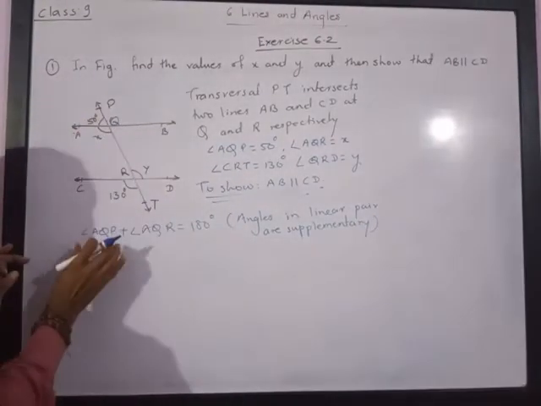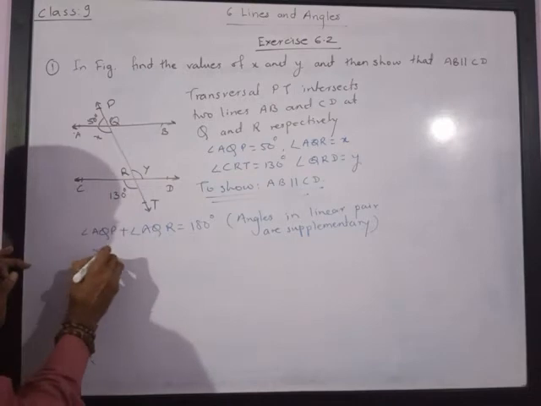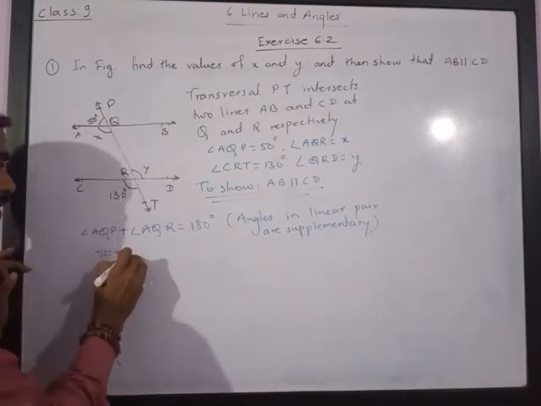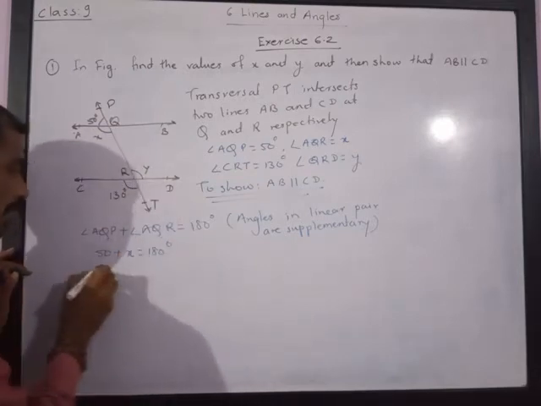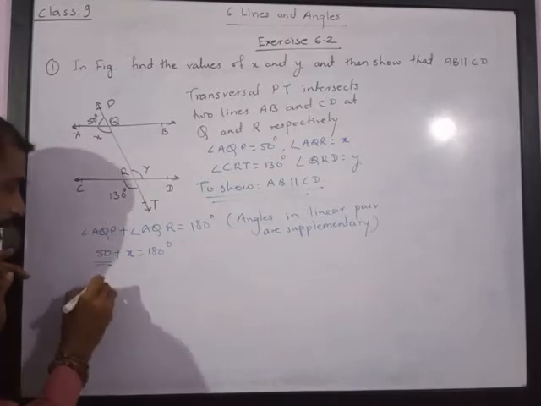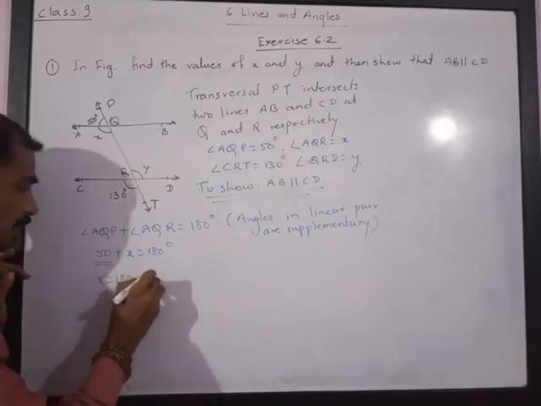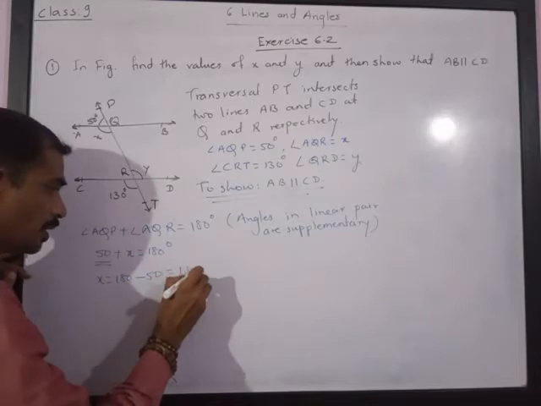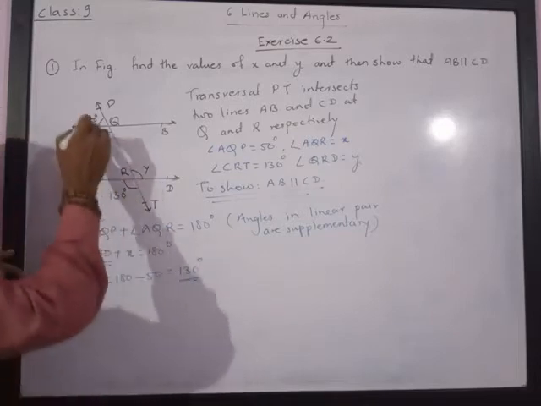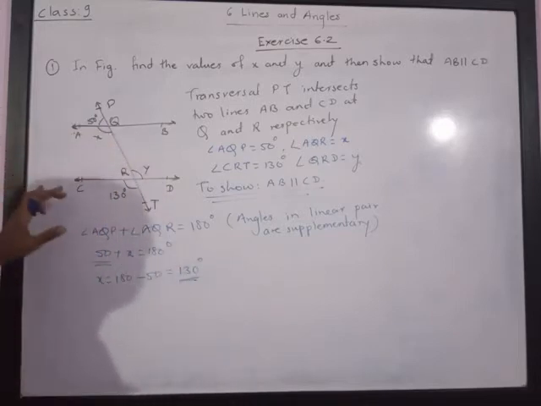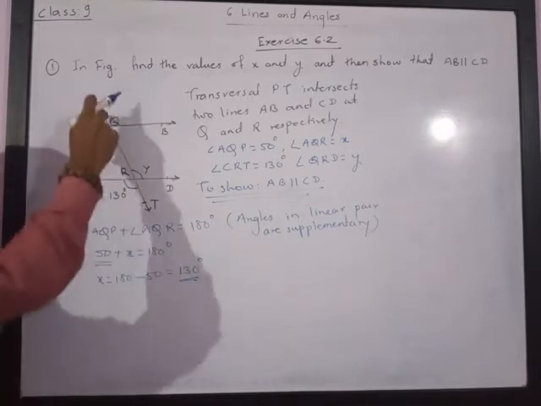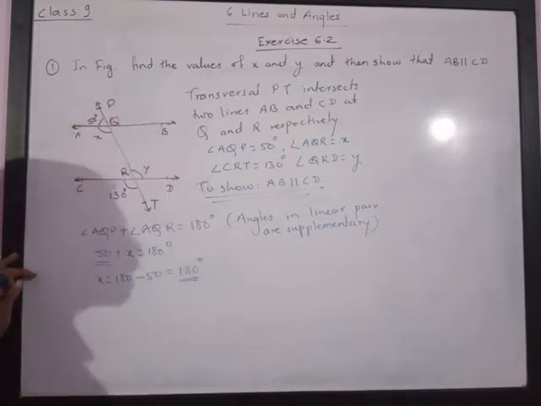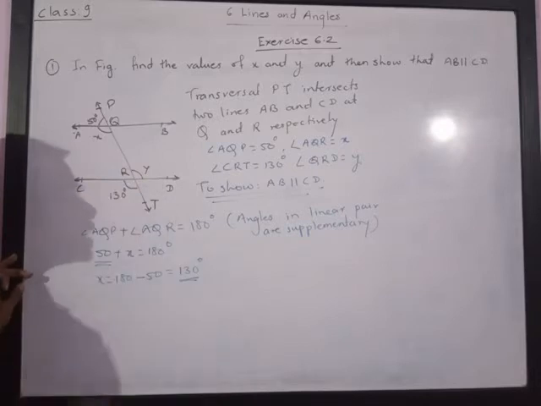Now, if you put the values, you will get AQP equal to 50 plus AQR equal to x is equal to 180 degrees. If you transpose 50 to the other side, you will get x is equal to 180 minus 50, that is equal to 130 degrees. So we have got the value of x. Now look at the figure. Here CRT and QRD are vertically opposite angles, so their measures are also equal.